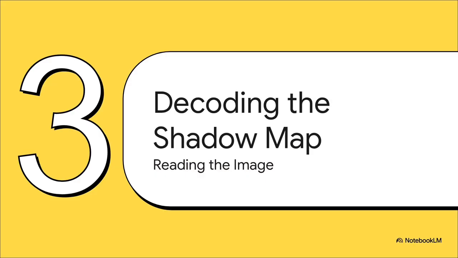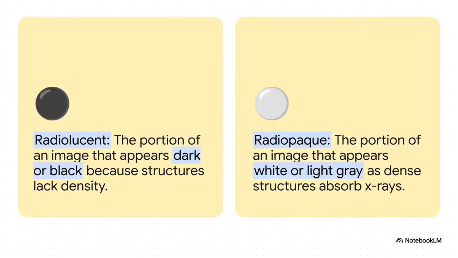So, once a perfect shadow map is captured, the next step is to decode it. This is where a dentist translates all those black, white, and gray shapes into real, crucial information about your health. To read this map, you really only need to know two key words. Anything that shows up dark is called radiolucent. That just means X-rays passed right through it easily. Think soft tissue, nerves, or, and this is the important one, areas of decay. On the flip side, anything that looks white or light gray is radiopaque. That means it's dense and it blocked or absorbed the X-rays, like your healthy tooth enamel, fillings, and bone.